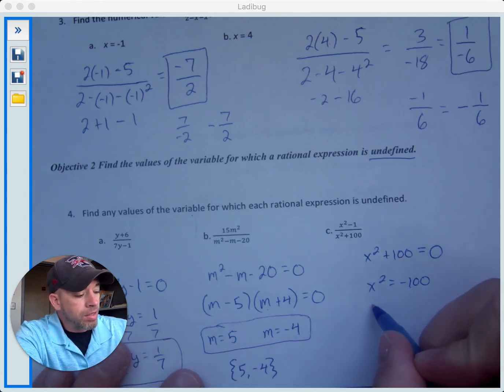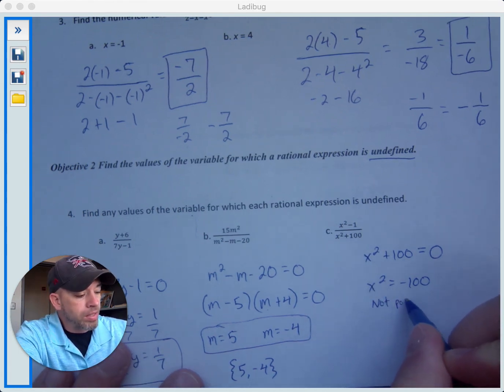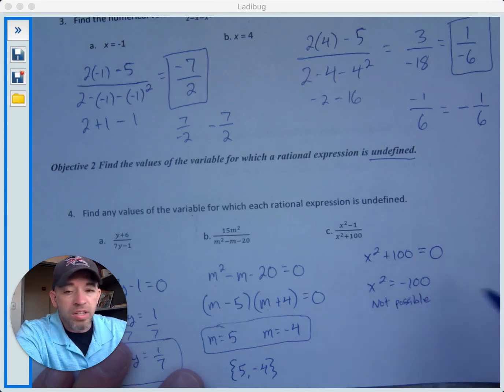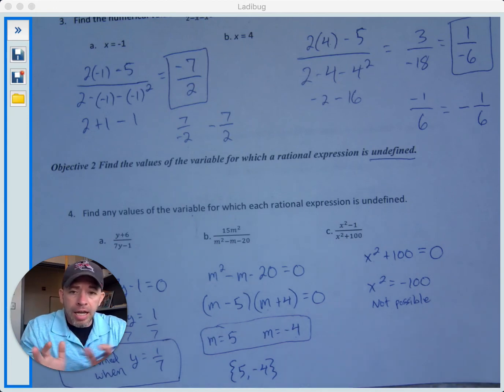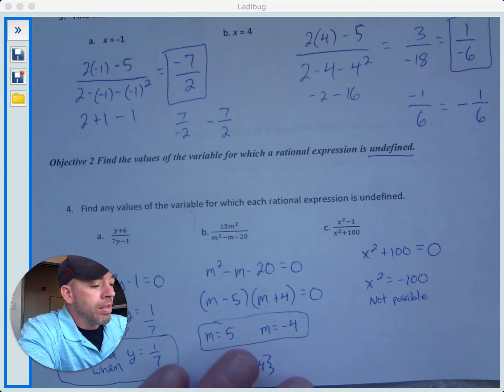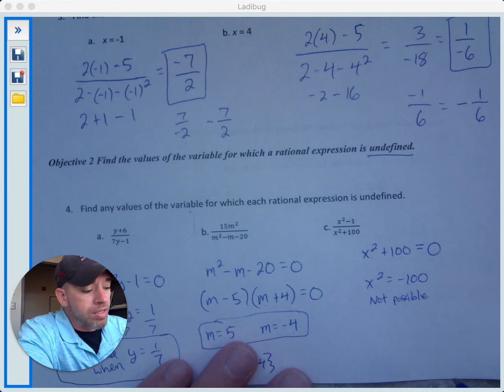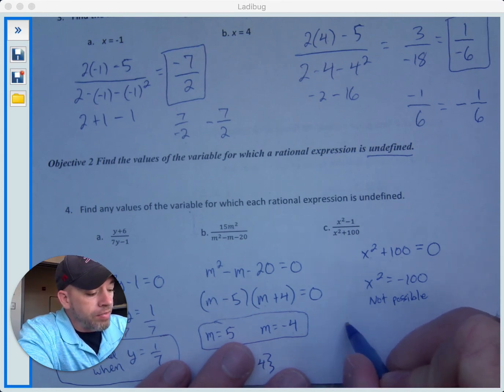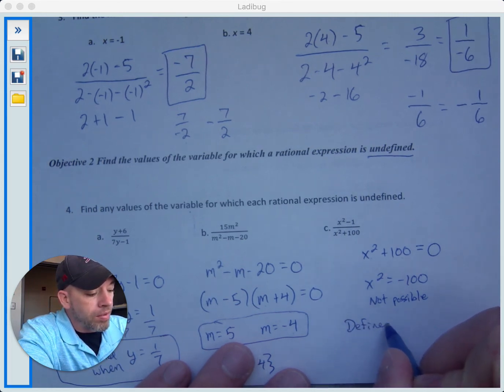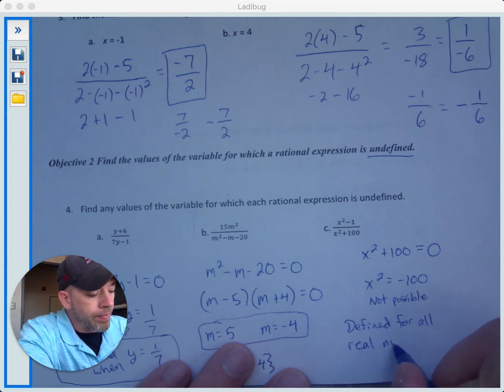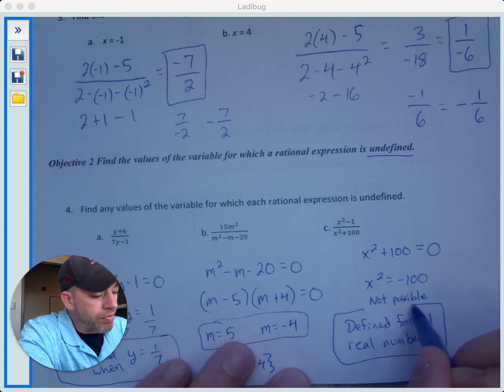So this is not possible, which means, or I guess I should say, there are no real numbers that would work. If you know things about the letter i, you could solve this, but it would be for imaginary numbers, not real numbers. So since this equation is not possible to solve, we could say this is defined for all real numbers. And that's how I would state my answer. It's defined for all real numbers.